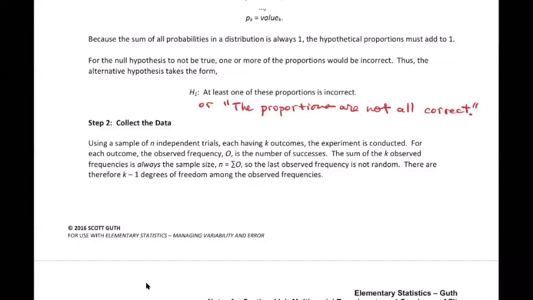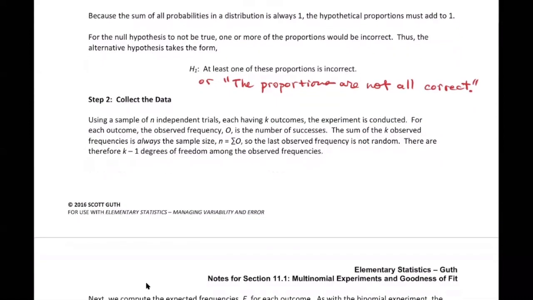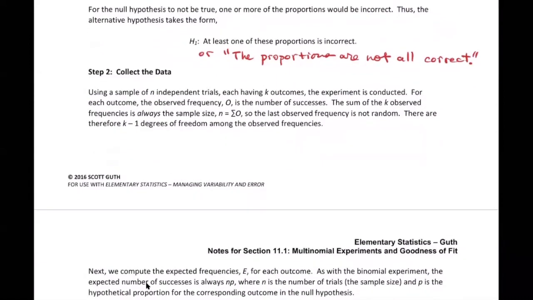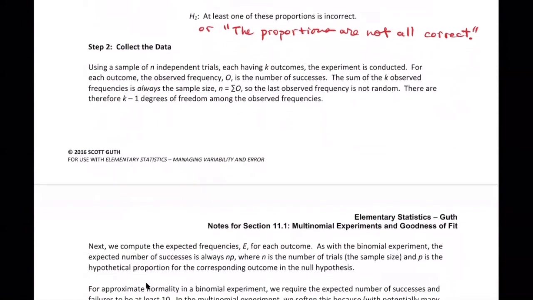Any questions? Okay, let's go ahead and read this part, going through the steps. It says, using a sample of n independent trials, each having k outcomes, the experiment is conducted. For each outcome, the observed frequency O is the number of successes. The sum of the k observed frequencies is always the sample size. So the sample size is the sum of the observed frequencies. So the last observed frequency is not random. There are therefore k minus 1 degrees of freedom among the observed frequencies. Any questions? We already talked about that.